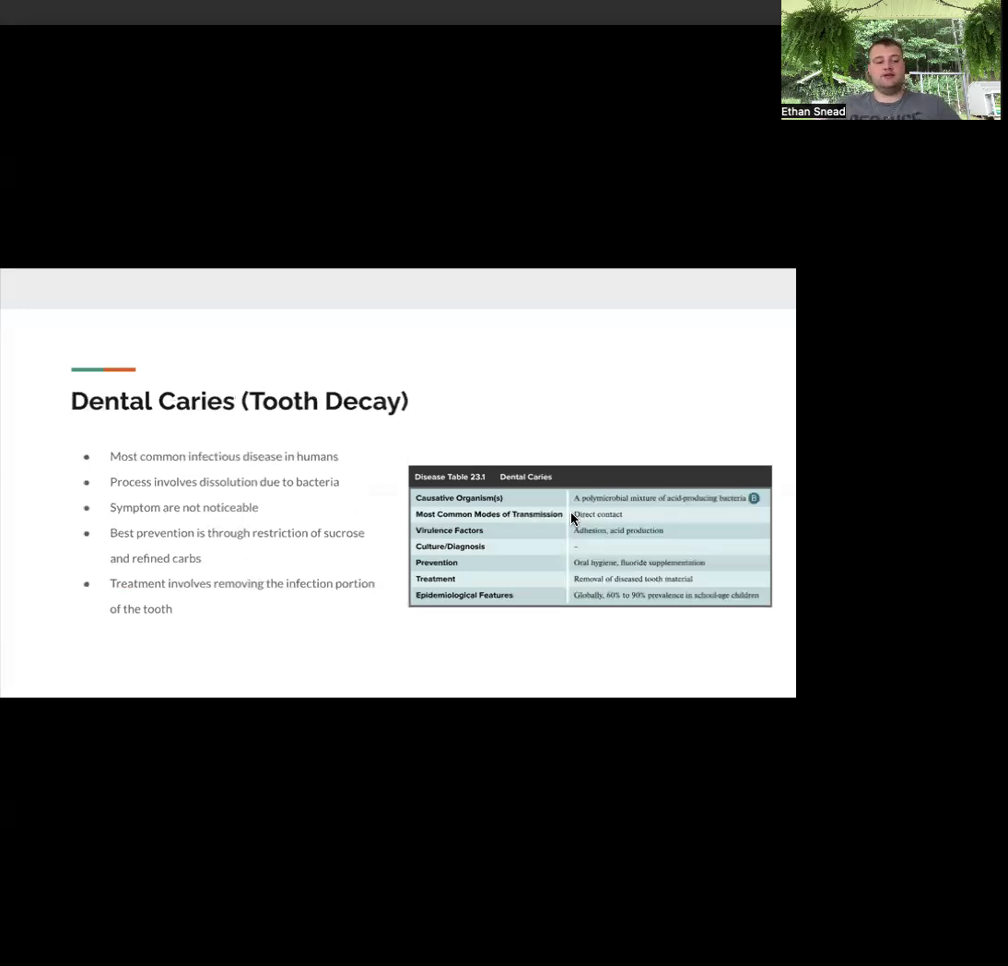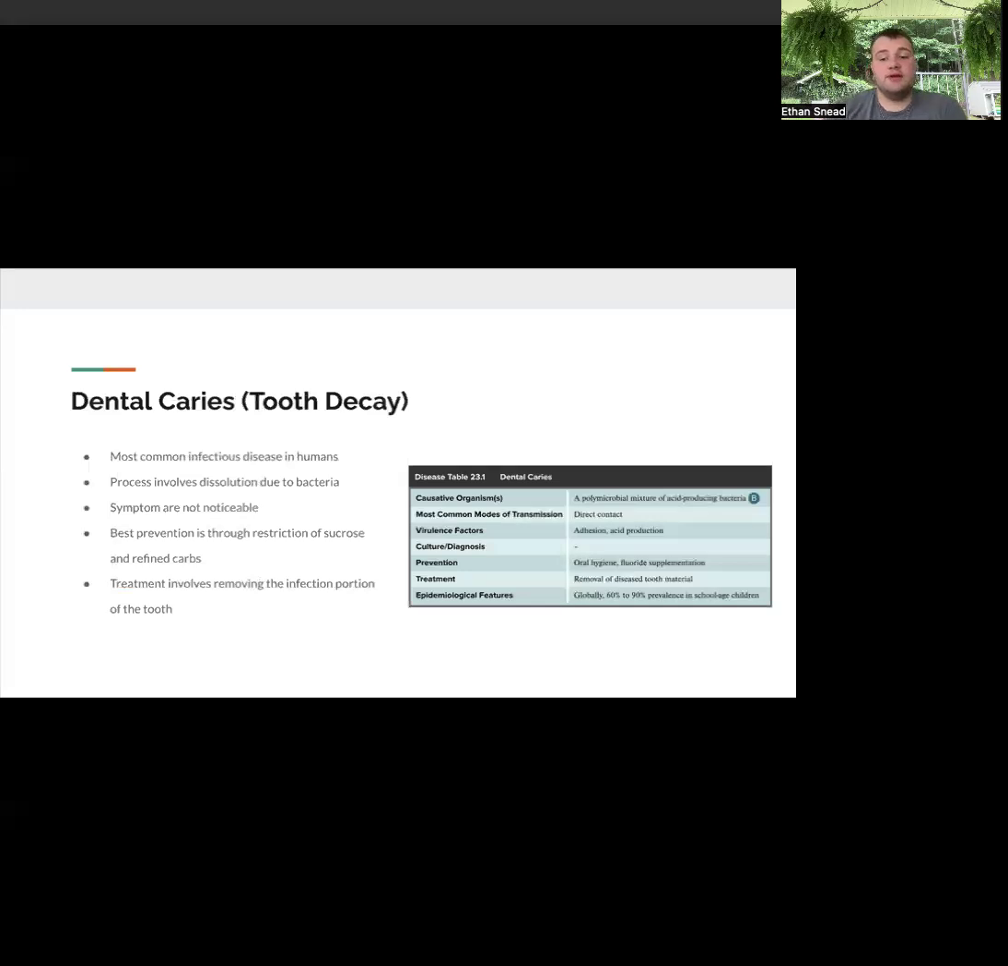Now we're going to be discussing the different diseases that can infect the GI system, but in this case, we're going to be covering the mouth, so the teeth and such. So let us begin with dental caries, which is also known as tooth decay in simple terms.